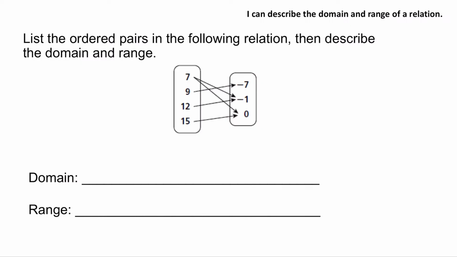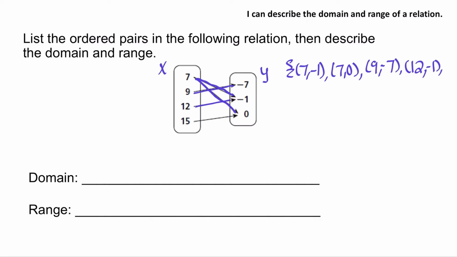Here it says to list the ordered pairs in this relation and then describe the domain and range. Remember, in a mapping diagram, the left side will be x, the right side will be y. Each arrow will represent an ordered pair. This first arrow will be the ordered pair 7, -1. This second arrow will be the ordered pair 7, 0. This next arrow will be the ordered pair 9, -7. This arrow will be 12, -1. And this final arrow will be 15, 0.